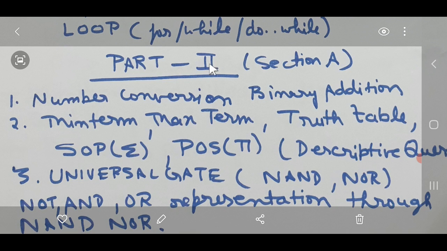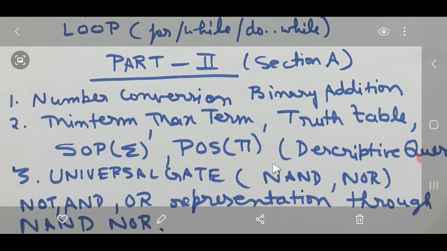And after that, students, we have part 2. This part 2 will be of 70 marks. Three sections will be there: section A, section B, and section C. In this part, you have number conversion and binary addition. Number conversion means one type of number to another type of number, and binary addition is binary arithmetic. One question of 10 marks will be there from these chapters. And after that, one question from minterm, maxterm, truth table, SOP, POS. All these concepts must be clear, so that you can attempt the descriptive question from this section.